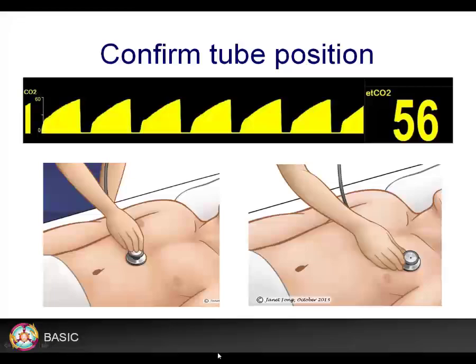Measurement of expired CO2 by capnography is an accurate way to confirm the tube's position in the trachea. Carbon dioxide is only produced in the lungs, and therefore only expired gas can contain carbon dioxide. Note that in a pre-oxygenated patient, the saturation may remain high for some minutes, even after mistaken esophageal intubation.